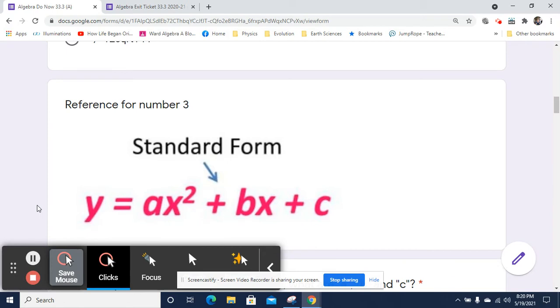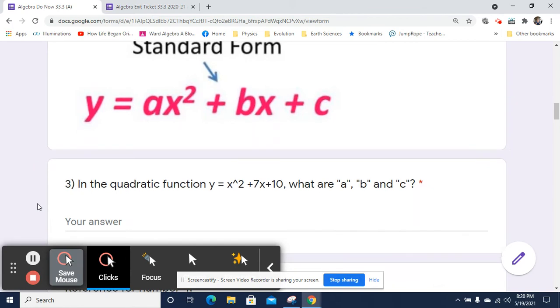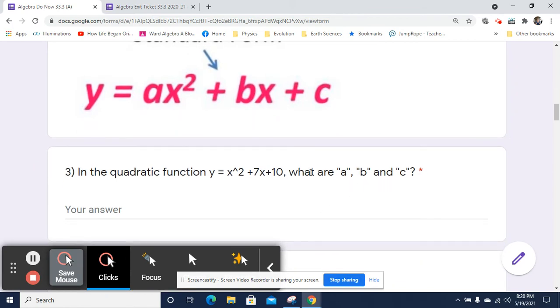Now, there's a little reminder for you. y equals ax squared plus bx plus c is the standard form. A is the coefficient of the x squared term, so that means the multiplier of it. B is the coefficient, or number multiplying, the linear term. x is a linear term. x squared is a quadratic term or square term. And c is the constant coefficient, which means it is simply a constant. There's no variable attached to it. So we're going to figure out what a, b, and c are in this equation.